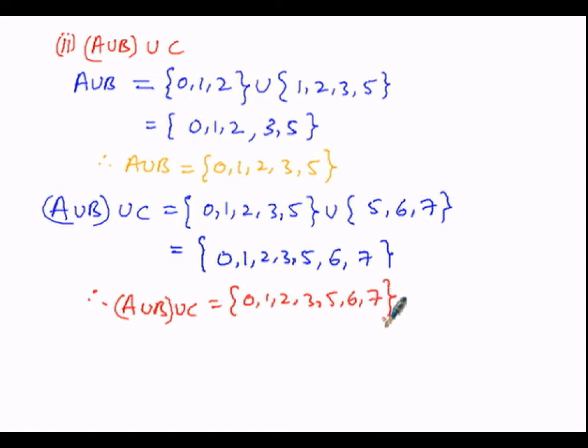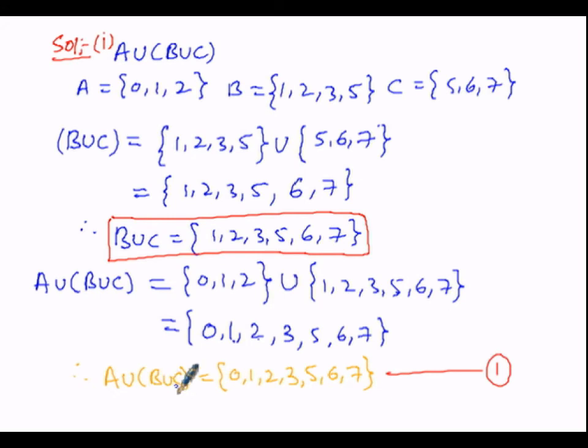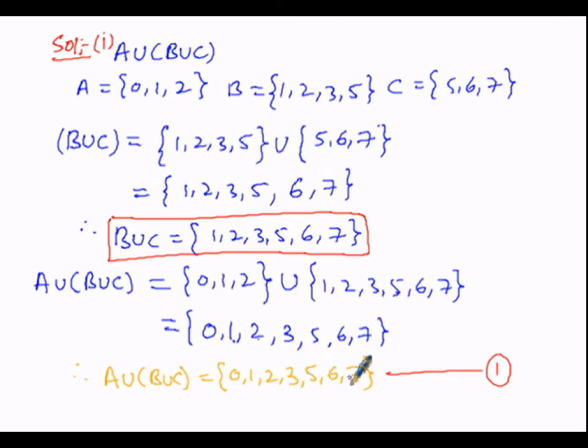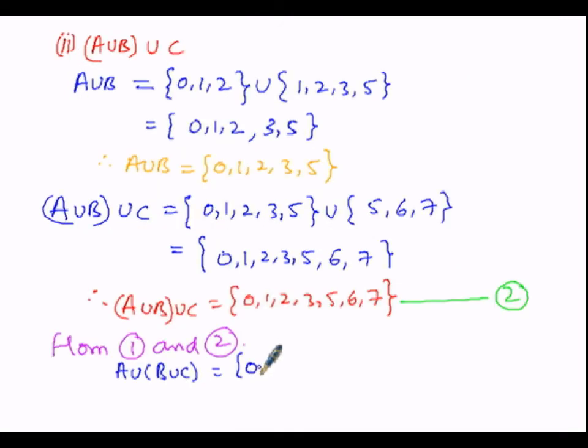Let us take this as the second equation. From the first and second equations, the first equation is A union (B union C), and its elements are 0, 1, 2, 3, 5, 6, 7. So these are the elements of the first one, that is A union (B union C).